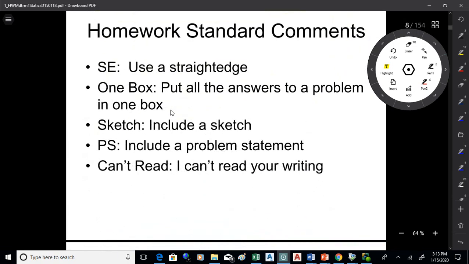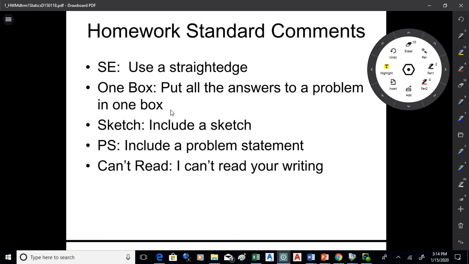Now, I didn't grade this for format, but in the future I will, okay? And these are some of the notes I might use. I don't like writing this stuff out every time because it takes me quite a while to do it. So SC means use a straight edge. One box means put all the answers to a problem in one box. Sketch means include a sketch.